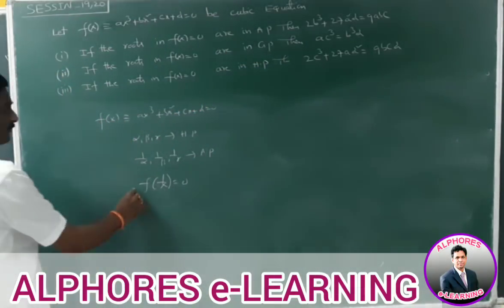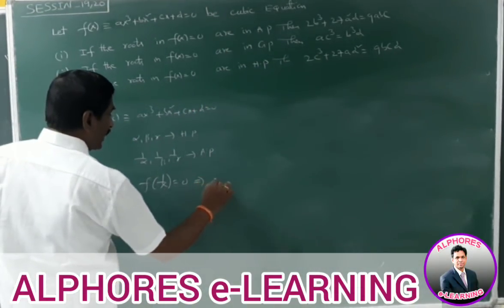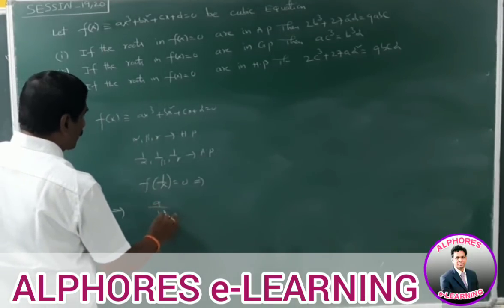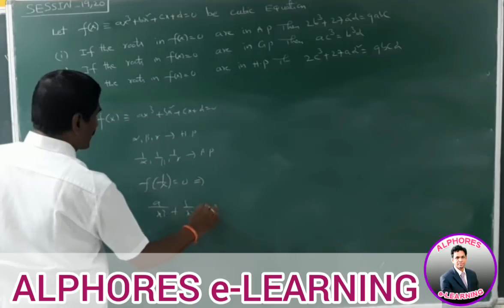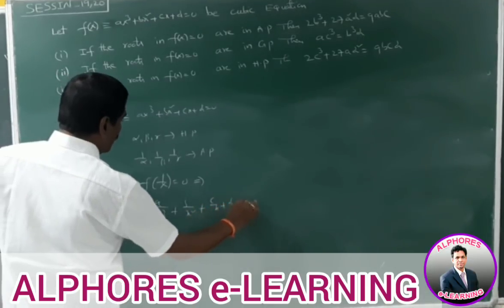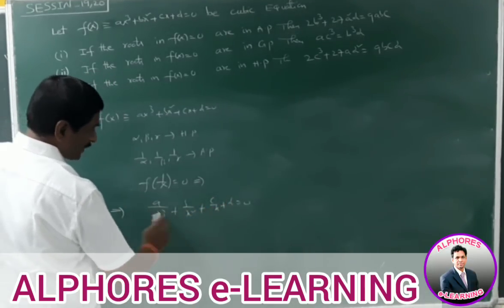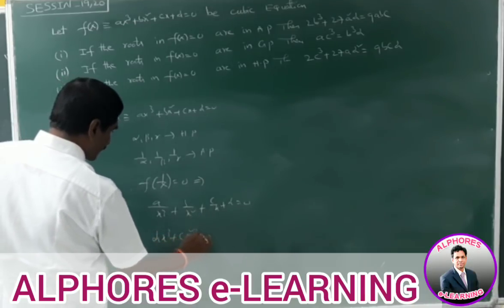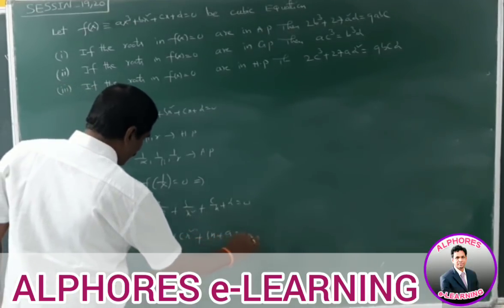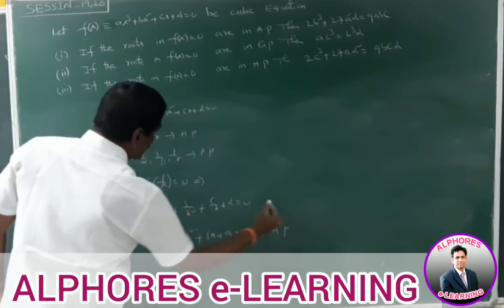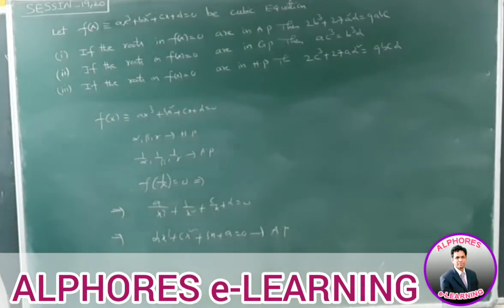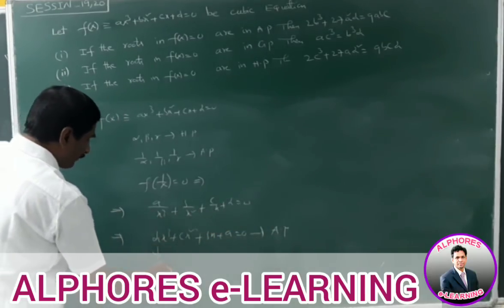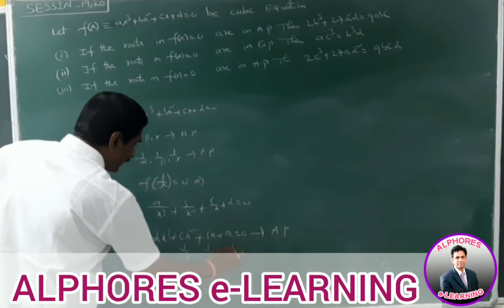In this case, f of 1 by x is equal to 0, roots are in AP. Okay, f of 1 by x means a by x cube plus b by x square plus c by x plus d is equal to 0. After LCM, x cube is the LCM. After cross multiplication, dx cube plus cx square plus bx plus a is equal to 0. In this case, the roots are in AP. It is in the form of ax cube plus bx square and so on. It is a, it is b, it is c, it is d.